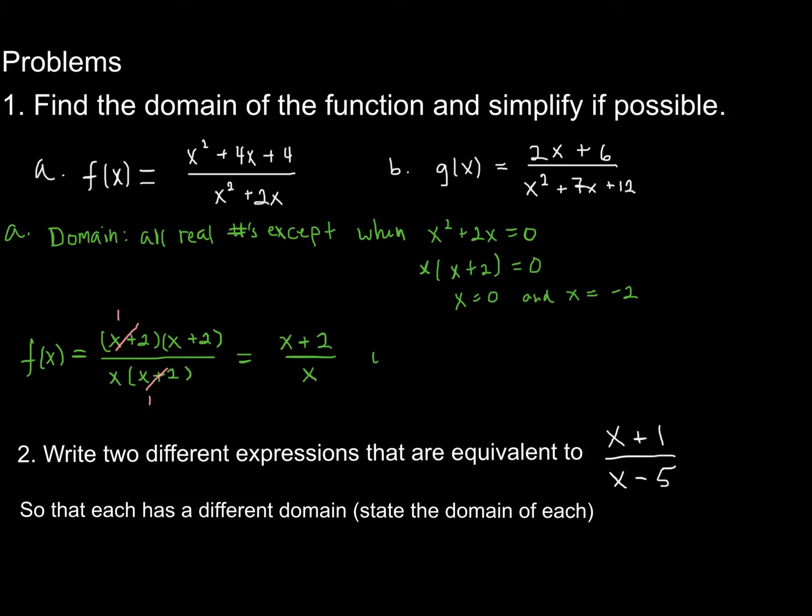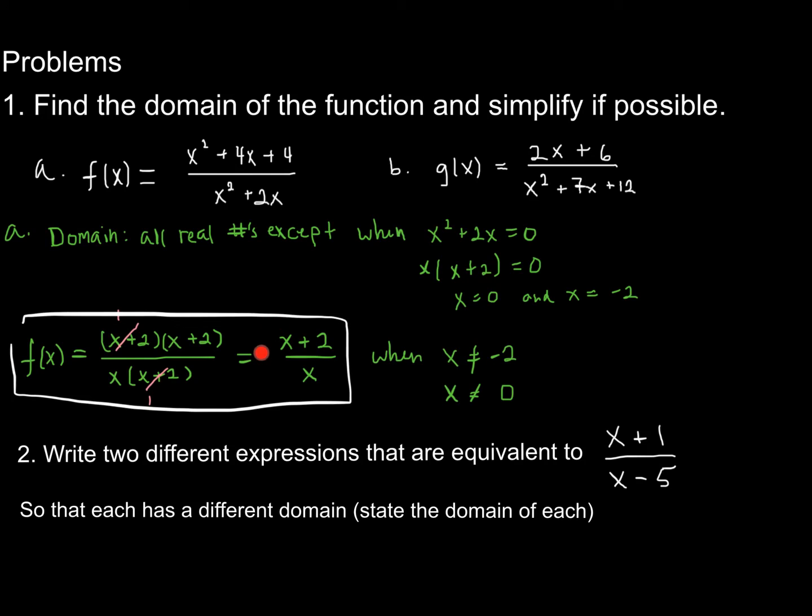And so we say when x is not equal to -2, and we should go ahead and include that we can't have x be equal to 0 anyway. It would be undefined, and that's still pretty obvious in the simplified form. So here we've simplified our function f of x into a much easier to handle function.